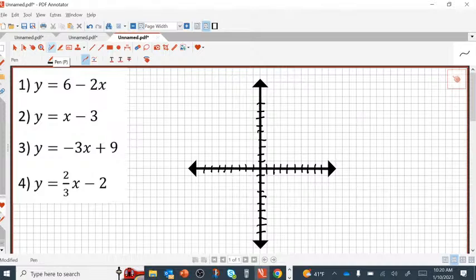Here we go. Finally, Jack, how would you graph number 1? Start at 6, 1, 2, 3, 4, 5, 6. Good, good. Yeah, you just do it.